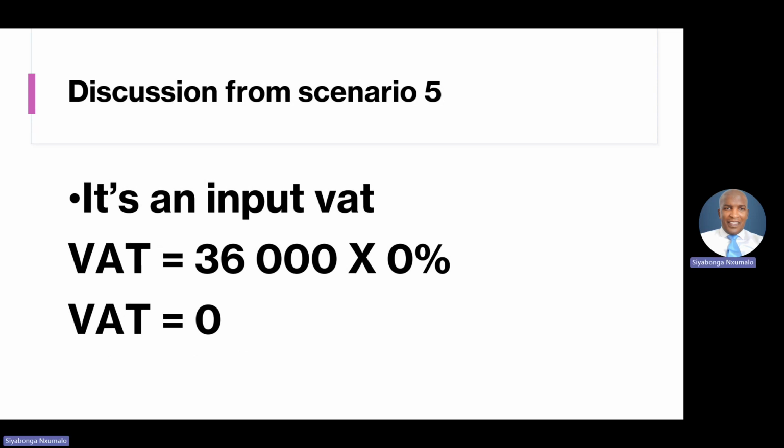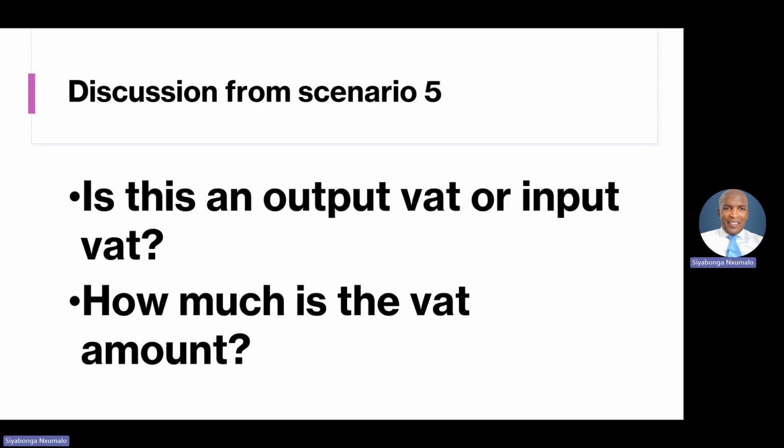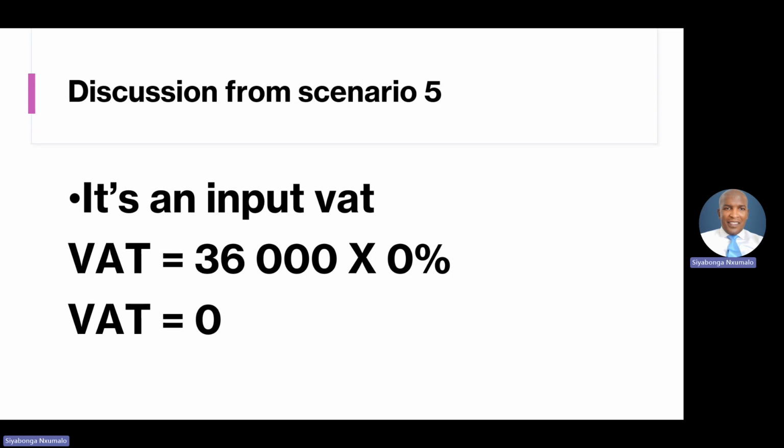You've paid like 36,000. So is this an input or an output? It's an input. You're going to claim this one back. But again, note the difference here. The question says they fill up fuel. It's fuel, it's zero rated. So you're not really going to get any input here. Your VAT is charged at 0%, so there isn't any input that you're going to claim because it's fuel.